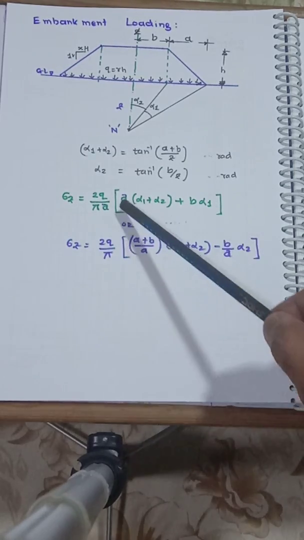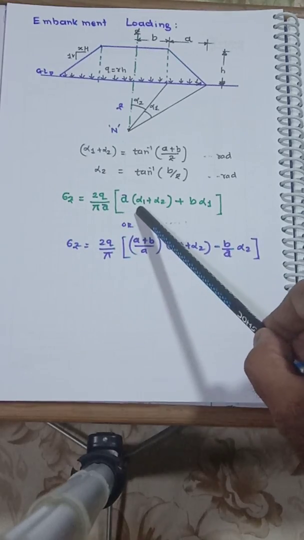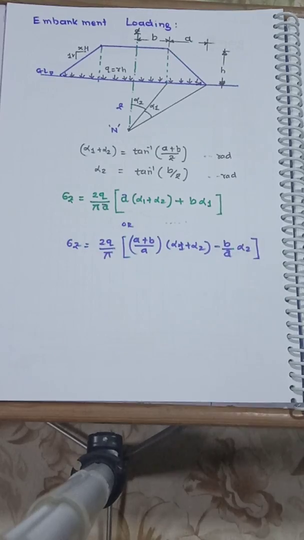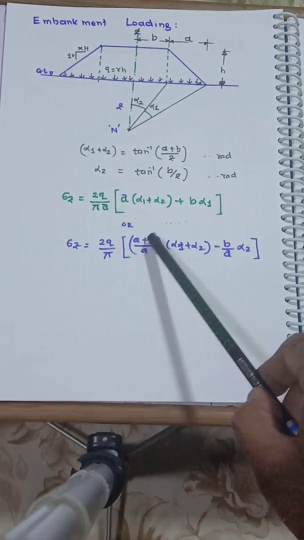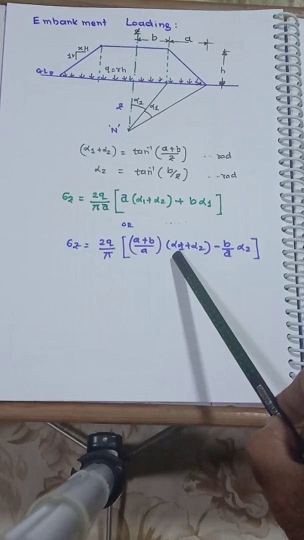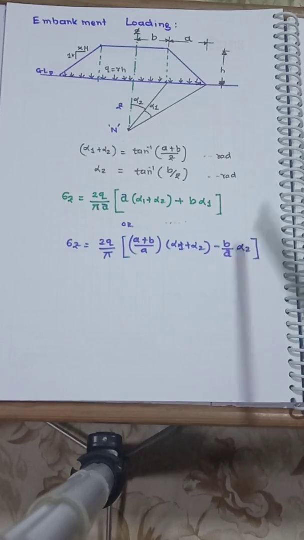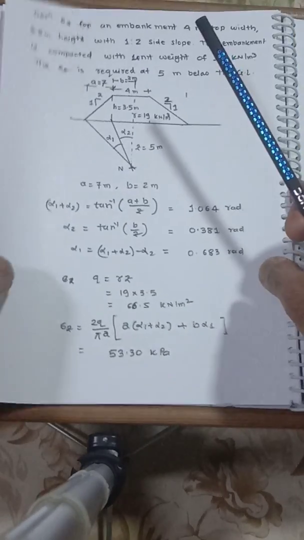The first one is 2q by pi, a in a bracket, (a by b) times the total angle alpha 1 plus alpha 2, plus b times alpha 1. Or 2q upon pi, (a plus b) by a in bracket multiplied by the total angle alpha 1 plus alpha 2, minus b by a alpha 2. Any one form can be used. We'll see again a simple example on this embankment loading.